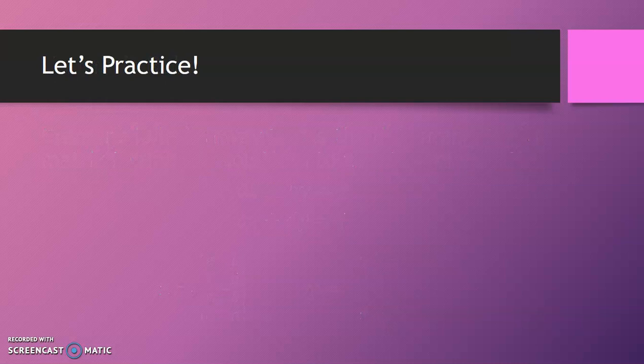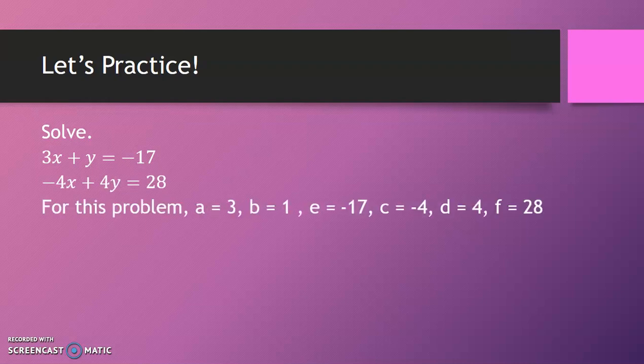So let's look at an example here. We're going to solve this system of equations. We have 3x plus y equals negative 17, and negative 4x plus 4y equals 28. For this problem, my a is 3, b equals 1, e equals negative 17. Those three numbers all came from the first equation. Continuing on, c is negative 4, d is 4, and f is 28. All of those came from the bottom equation.